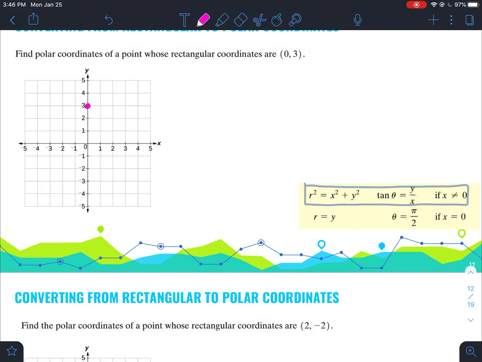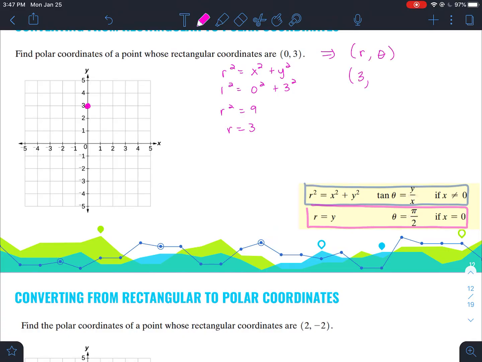And then tangent theta equals y over x, which is what we had from up above, as long as the x coordinate is not 0. If the x coordinate is 0, then r is going to equal y, and the angle is going to be pi over 2. All right, so if we use this, we have r squared equals x squared plus y squared. And so we have r squared is going to equal 0 squared plus 3 squared. So r squared is going to equal 9, so r is going to equal 3. So for my polar form would be r comma theta, so it's going to be 3 comma theta.